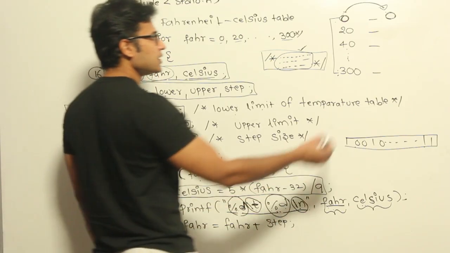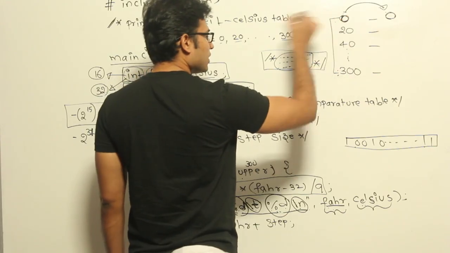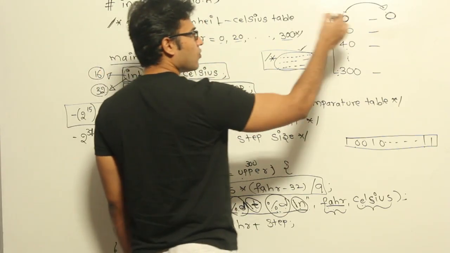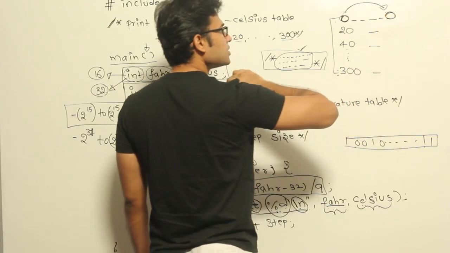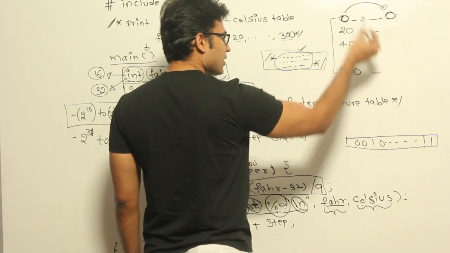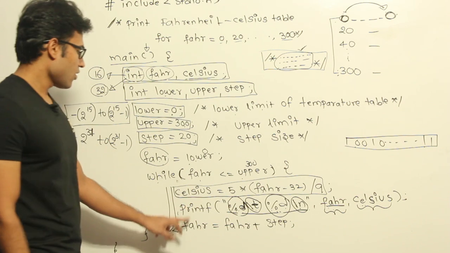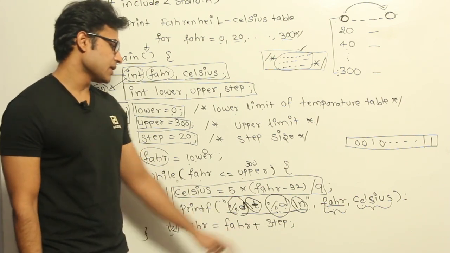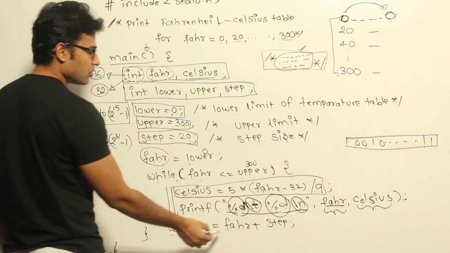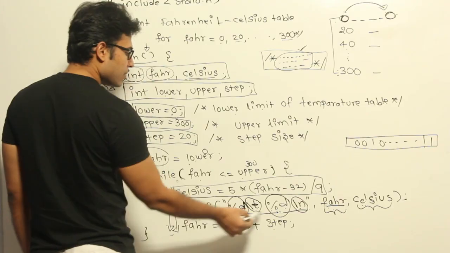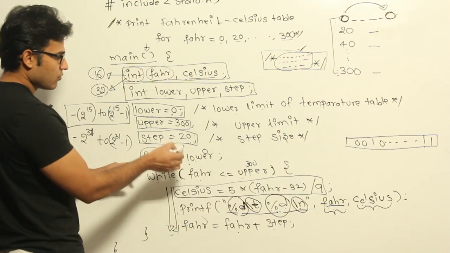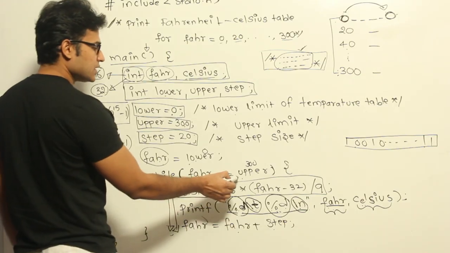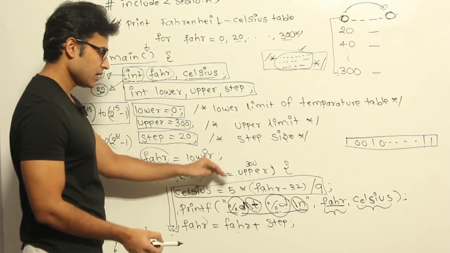So what you are going to see is some Fahrenheit temperature followed by 4 blank spaces, then the Celsius temperature, and then we go to the next line and do the next thing. Got it? After that, Fahrenheit equals Fahrenheit plus step, which means initially if it is 0, it is going to be incremented by 20, and that value will be stored in Fahrenheit, right? Before entering the while loop, we check this condition. Only if it is true, we enter it, right?